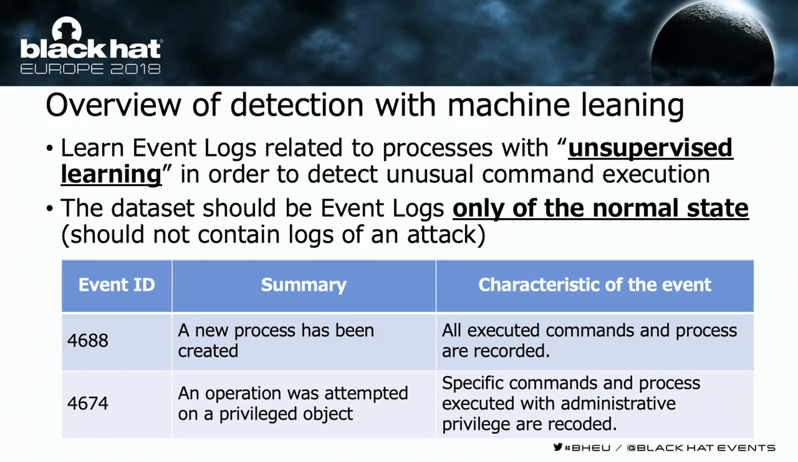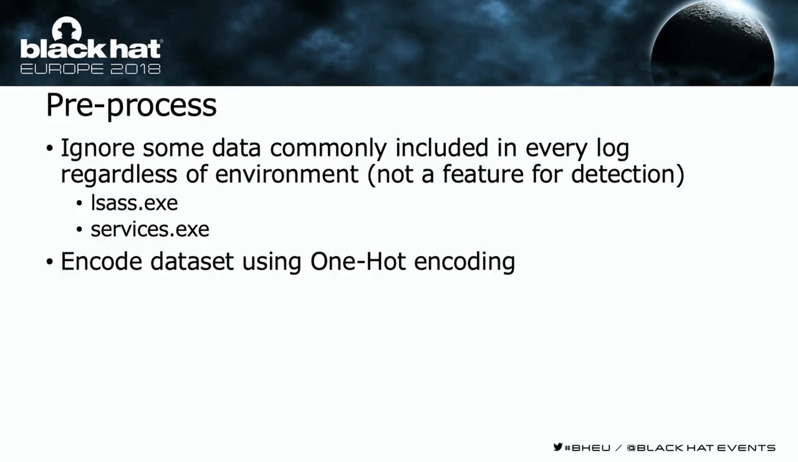4688 has all executed command information. On the other hand, 4674 has specific command information, but it has detailed information. So we use both event IDs for the dataset. We need pre-processing. We discard some data commonly included in every log regardless of environment, because they are useless. They have no features for detection. For example, LSASS and services.exe are discarded.